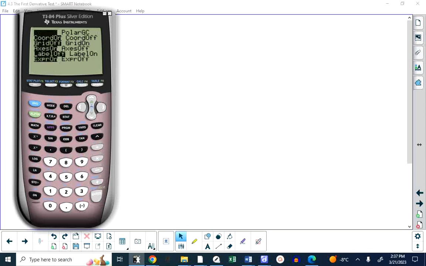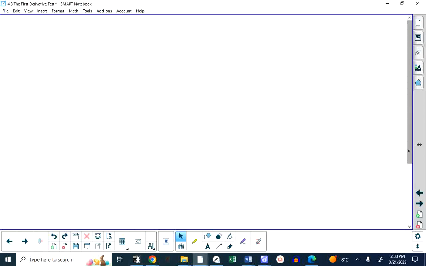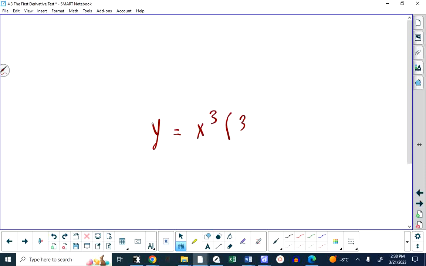And I'm going to turn off the axes. And before I graph it, would you agree that if I took the original function, and you can look on your handout for this, and I factor out x cubed, that's what it is?